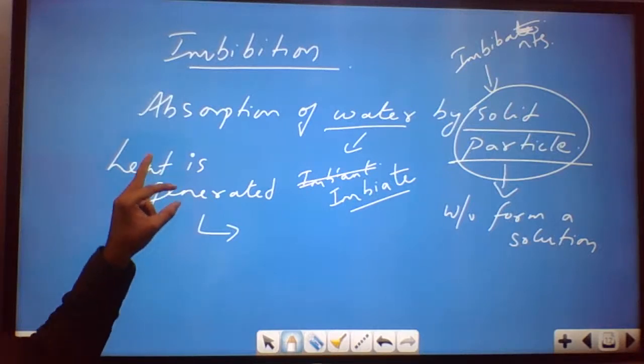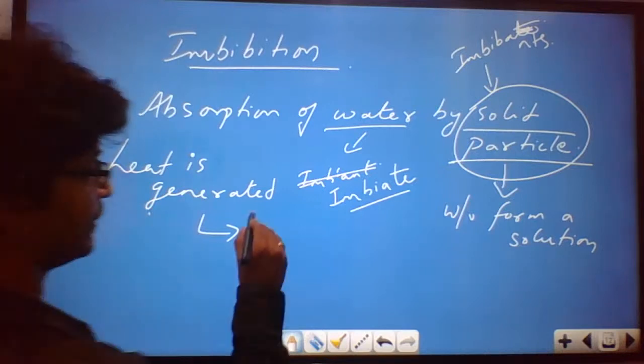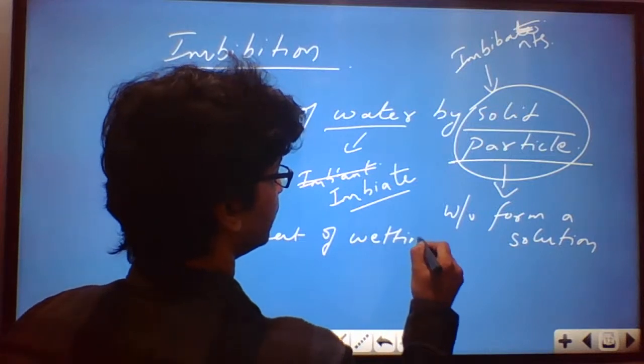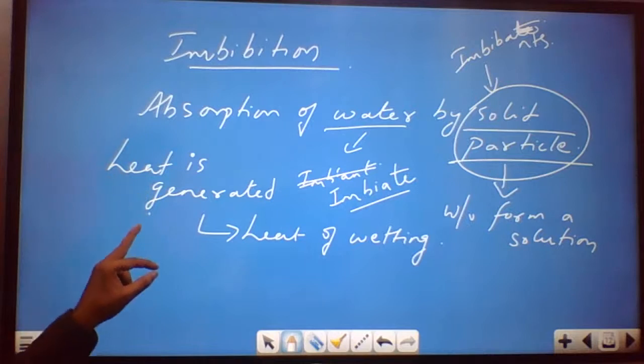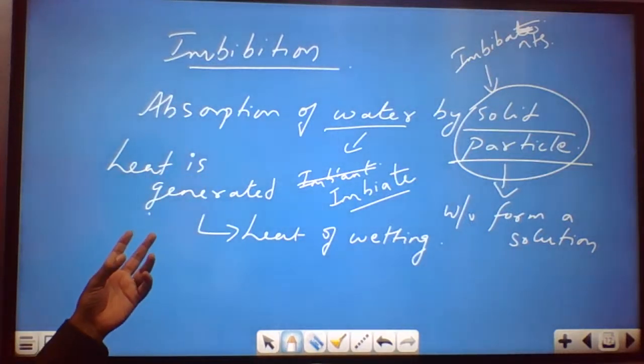Okay. What is the name that we give for the heat? We call it the heat of wetting. Heat is generated at the time of imbibition, definitely some heat will be generated. This we call the heat of wetting.